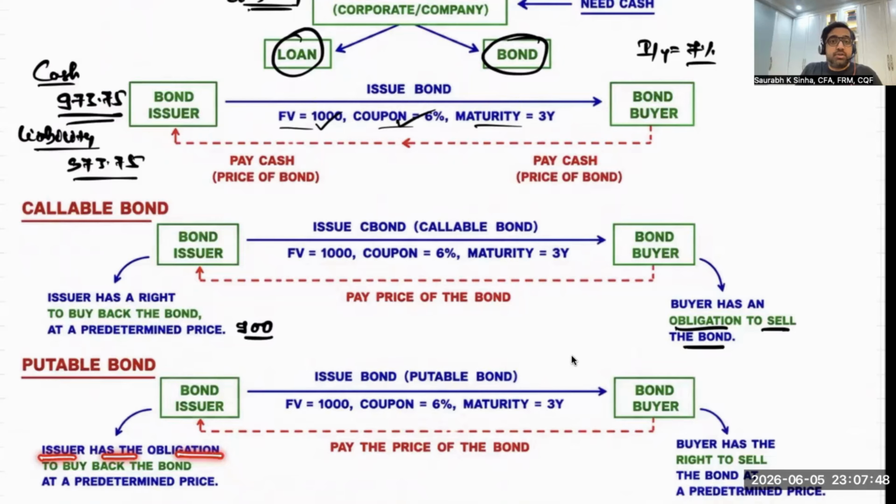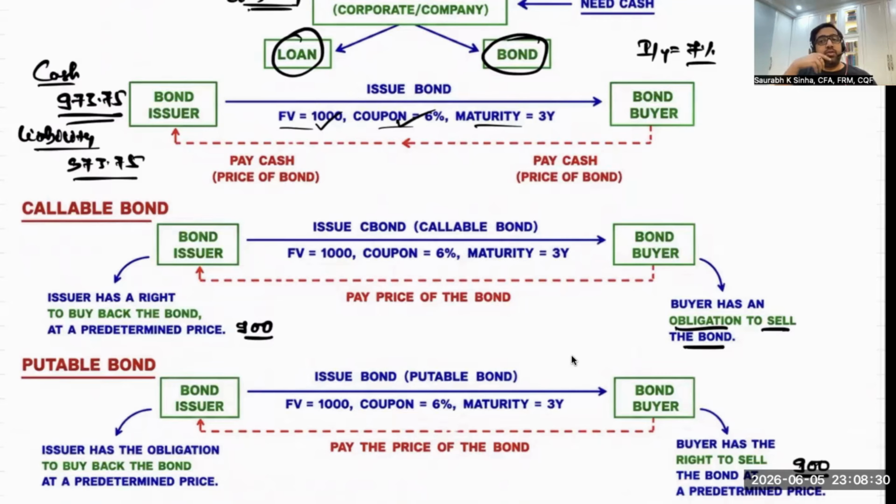Has an obligation. So who has the right? The buyer has the right to sell the bond at a predetermined price. Say the price is 900 again. Even the buyer has the right to sell the bond at a predetermined price, which is 900. Still, the bond buyer has the right. If the bond buyer feels like selling the bond back to the issuer, then the issuer has the obligation, they cannot run away, has the obligation to buy back the bond at the predetermined price of 900.